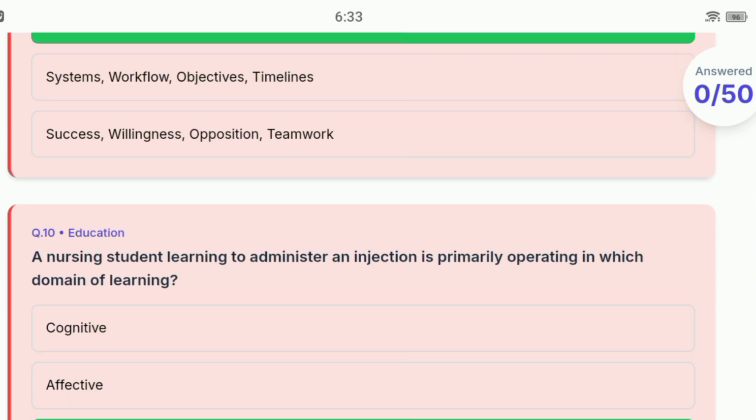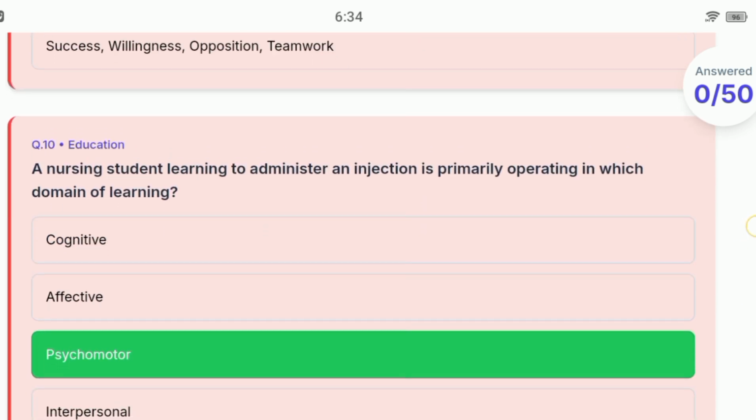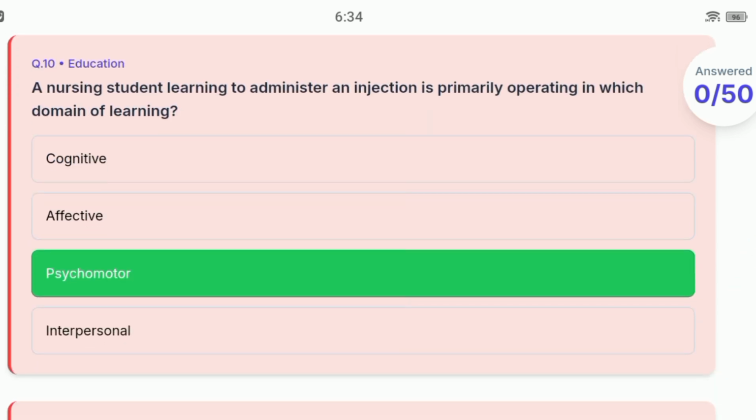Next, number 10, education. A nursing student learning to administer an injection is primarily operating in which domain of learning? Options are A. Cognitive, B. Affective, C. Psychomotor, and D. Interpersonal. So the correct answer is C. Psychomotor.